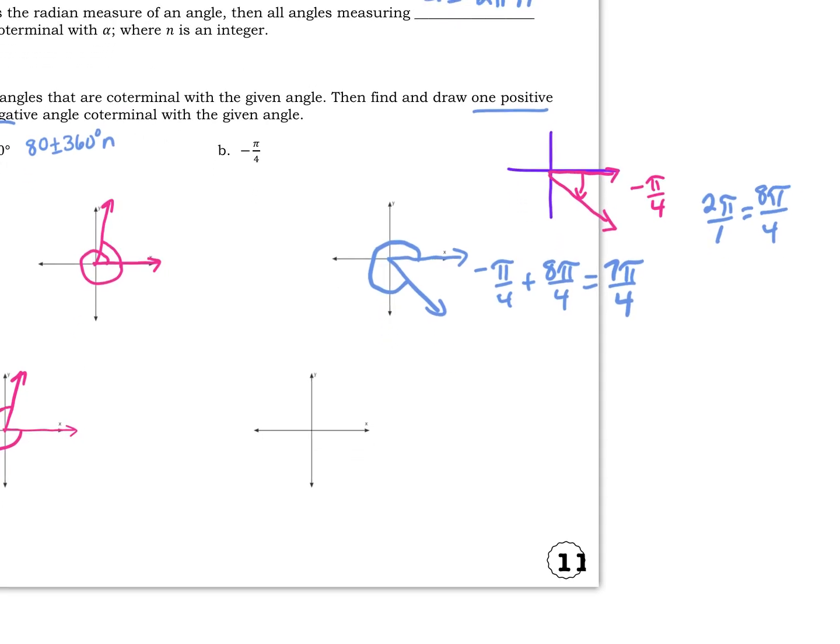Okay. All right, for the second one, we want to go more negative. So that means we're going to subtract 8 pi over 4. So we get negative 9 pi over 4. So basically, think about what that's saying. That's saying we're going to start in standard position. We're going to rotate once around in the negative direction and then go to where we need to be.